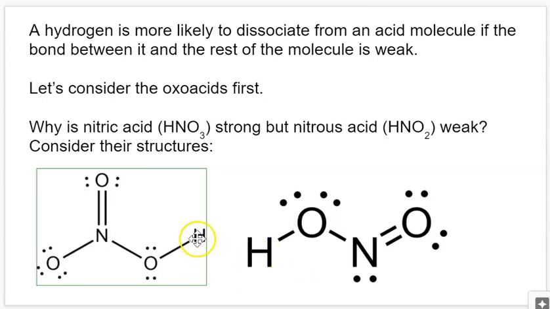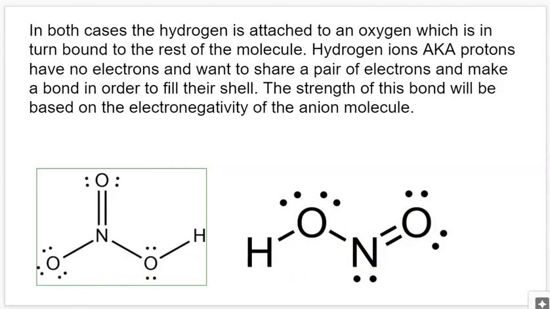In this case, we have hydrogen bound to oxygen, and then the oxygen is bound to nitrogen and two other oxygens. Whereas with nitrous acid, we have hydrogen bound to an oxygen, and that's bound to one nitrogen and one other oxygen. Like I said, in both cases, the hydrogen is attached to the oxygen, which is then bound to the rest of the molecule. And the hydrogen ions, aka the protons, have no electrons themselves, so they're going to want to share a pair of electrons from something else in the rest of the molecule.